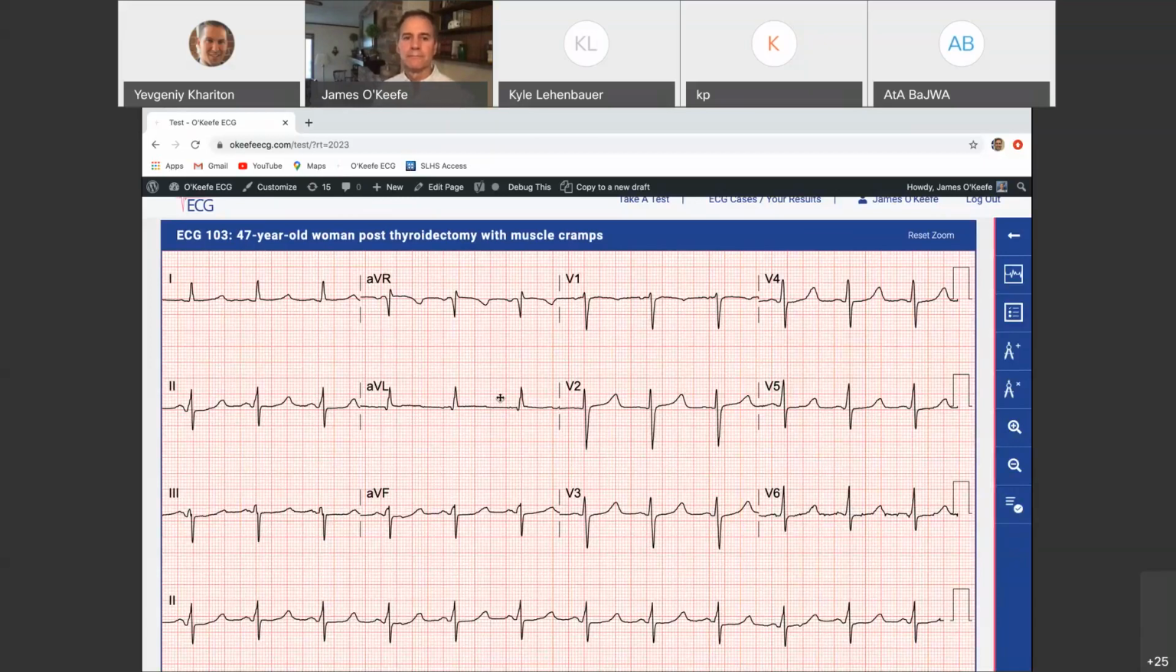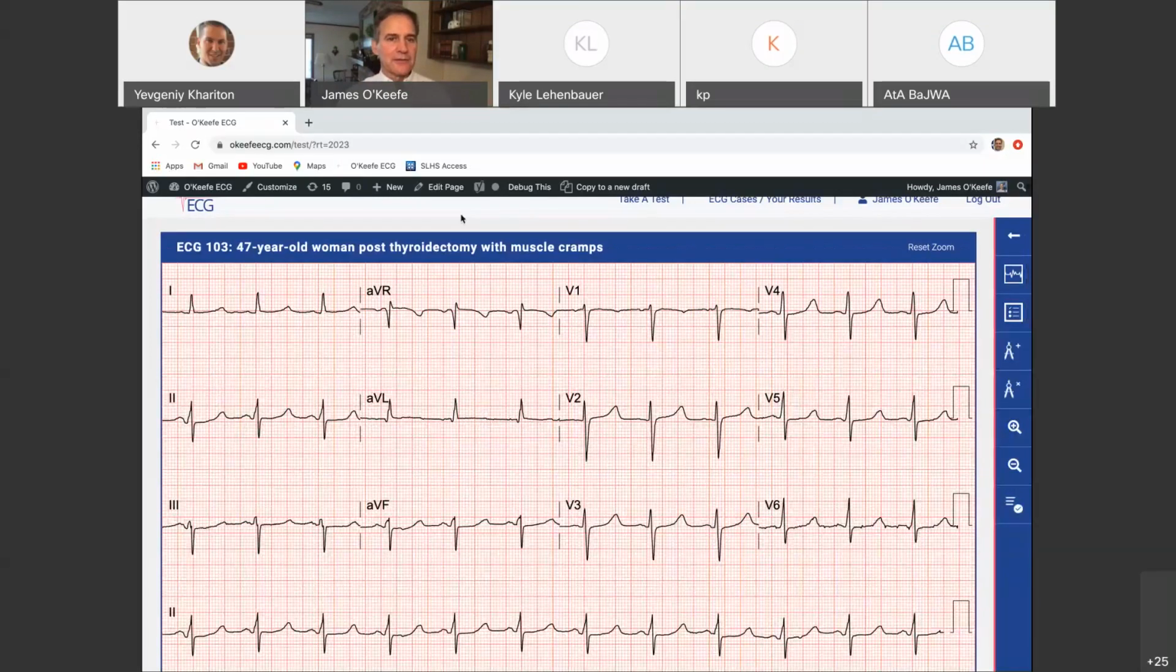The patient had a thyroidectomy, so probably also had her parathyroid glands removed. So she's probably having hypocalcemia causing a prolonged QT interval or QT segment, whatever you want to call it. So I would code for a sinus rhythm, a prolonged QTc, and then probably hypocalcemia. Right, very, very good.